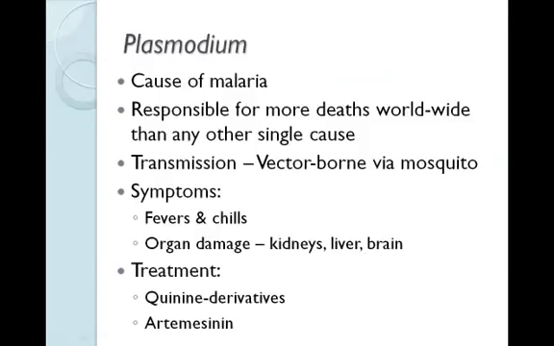The most important parasite for human health is Plasmodium, which causes malaria. The disease malaria causes more deaths worldwide than any other single cause. The bloodborne parasite is found in nearly all tropical areas of the world and is transmitted by mosquitoes. The symptoms of malaria include fevers and chills, and the disease often kills by affecting organs such as the kidneys, liver, and brain. There are no vaccines available for malaria prevention. However, the disease is treated with quinine derivatives or artemisinin.